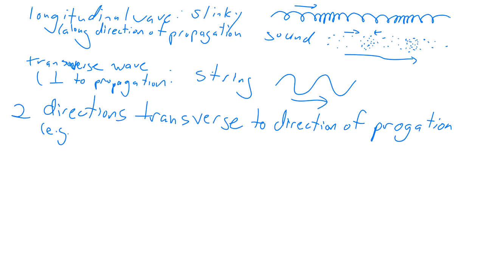We might call them, in this case, kind of a standard orientation would be vertical and horizontal. And so if we say that our wave's going in the Z direction, we could talk about a vertical part, right?